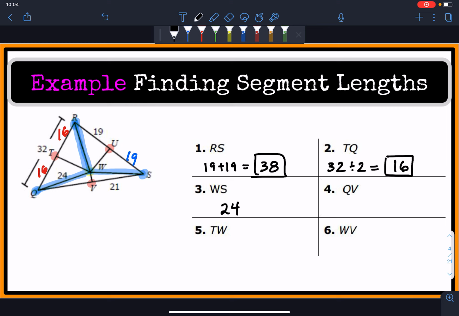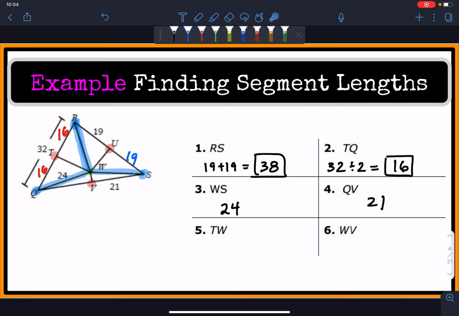Now our next one is Q to V. Well, from point Q, where's point Q? Here we go, to point V. Well, that's congruent because again, V is in the middle. That's the same distance as V to S. So that's also going to equal 21 units.